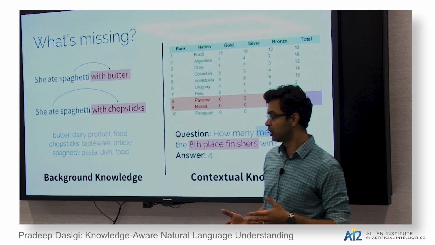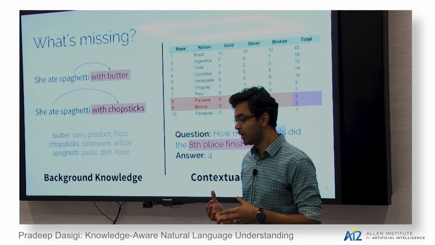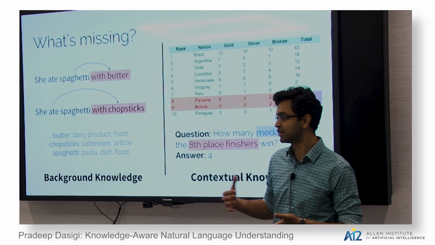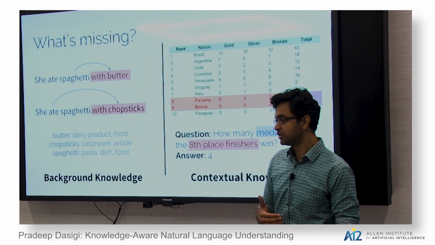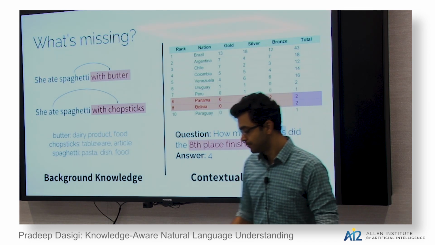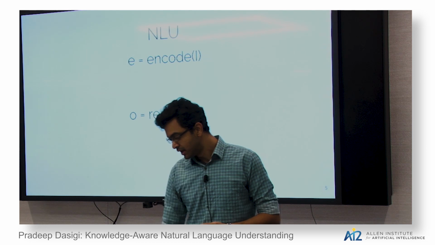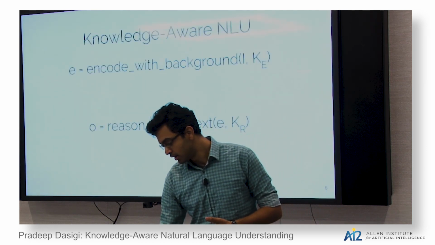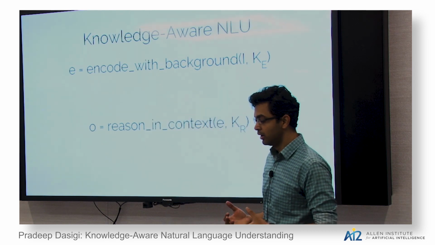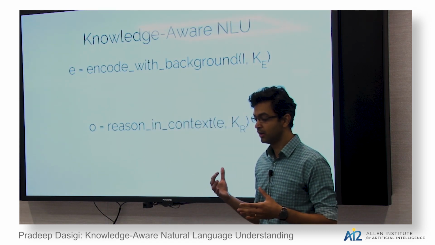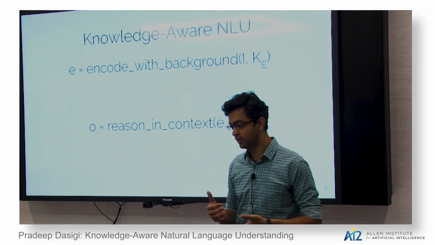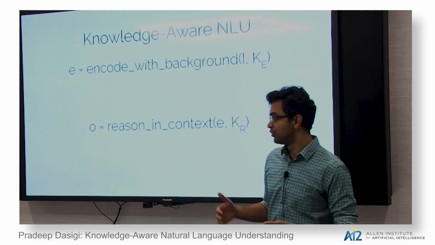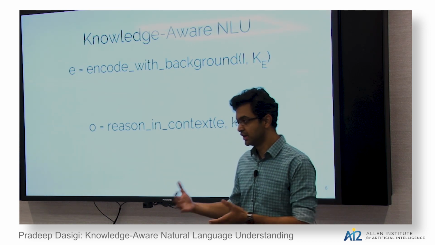We refer to this kind of knowledge as contextual knowledge, because while all the knowledge required for arriving at this answer is explicitly present there, we still need some extra knowledge to ground the question in the table and perform this reasoning. So clearly, these equations are overly simplistic, and we'll modify them into these two equations, where at the first step, you're encoding the given utterances with additional knowledge, and in the second step, you're reasoning over the encoded representations using this additional contextual knowledge.